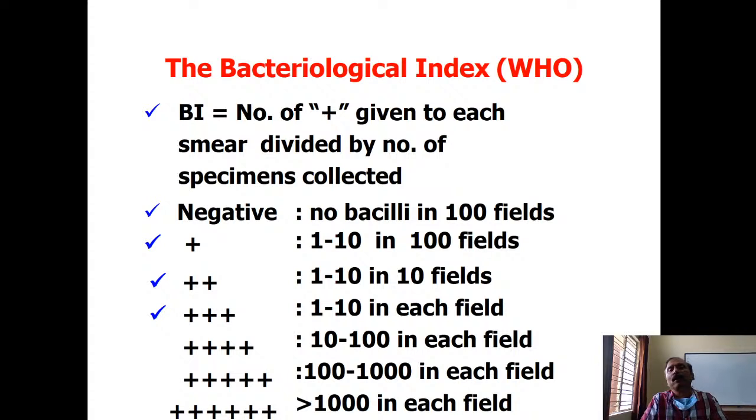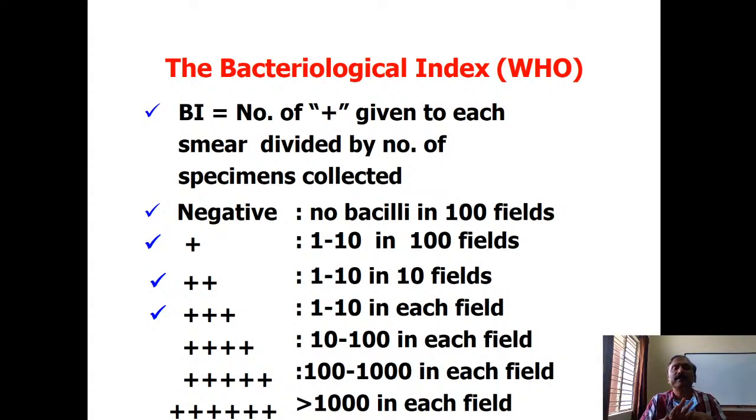Then, after that, we examine the samples for the bacteriological index, and this is the WHO classification for the bacteriological index. The number of pluses given to each smear divided by the number of specimens collected will give you the bacteriological index, because you are taking 7 samples, isn't it? So for the 7 samples, each slide will be classified, and then you take an average of these slides. Negative is when you don't see any bacilli.